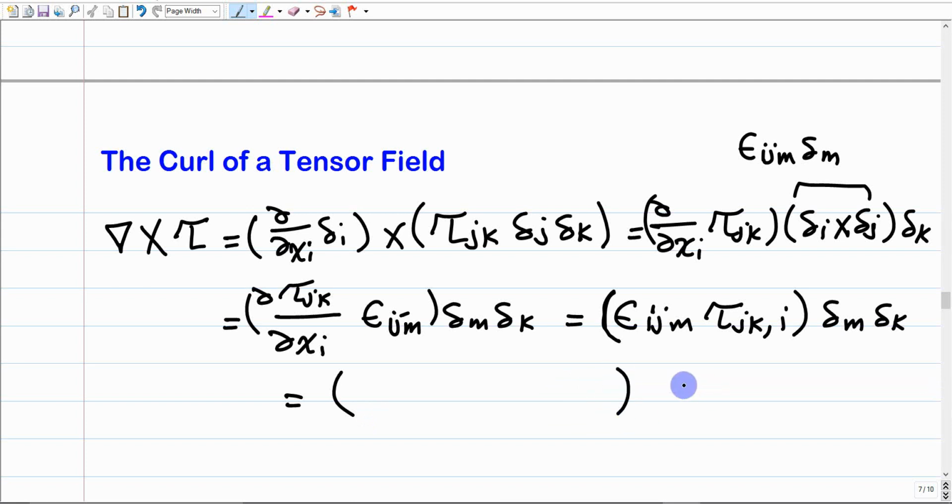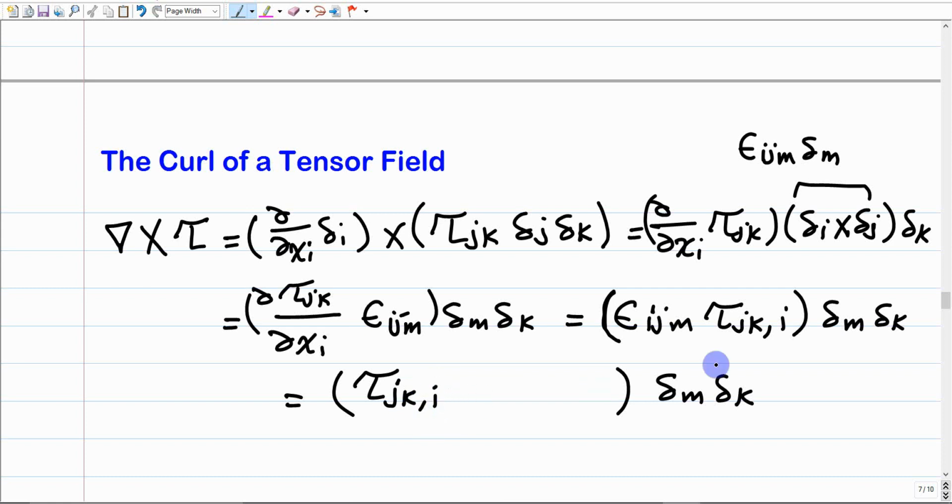If you decided for some reason to get rid of the epsilon, we have to split it over two subtracted terms, and we're going to use the delta m delta k. So delta m delta k means that we're going to carry on the k as it is, but we're just going to switch the positions of i and j. And so we're going to use, for example, tau jk comma i.